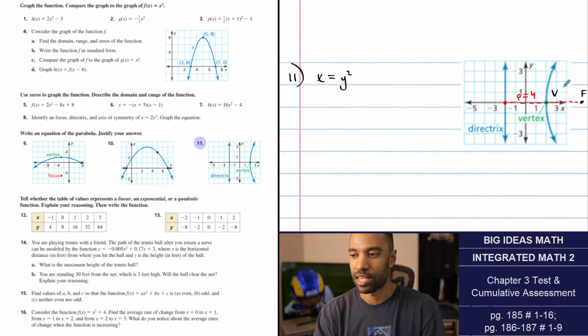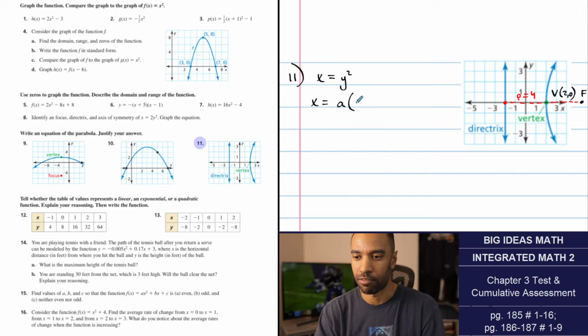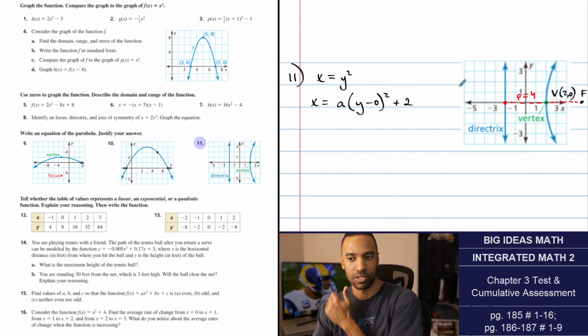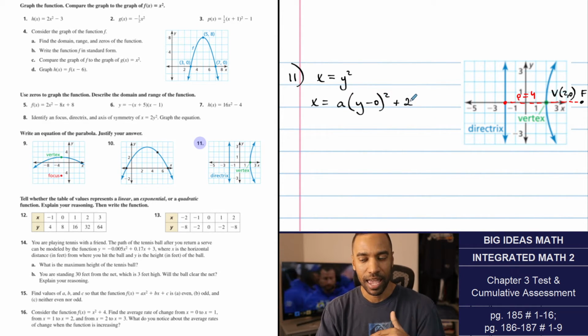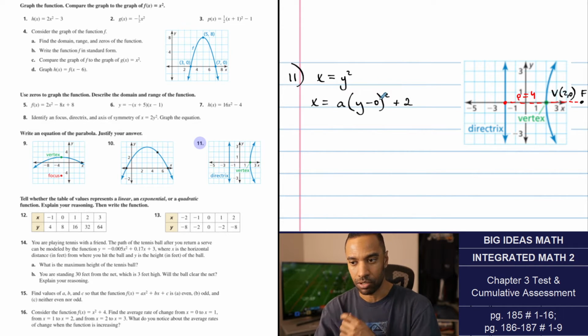Your vertex itself is at (2, 0). That's important for this equation. It'll be x equals some a, which we still have to figure out, times (y minus k), that's (y minus 0) quantity squared, and then plus h being 2. You have to remember that this is k and h this time, not h and k. And you have to flip the k and keep the h the same.